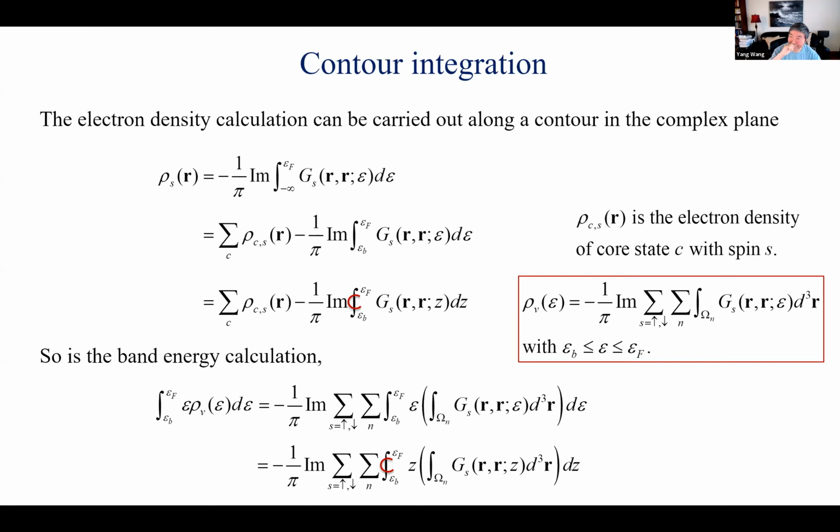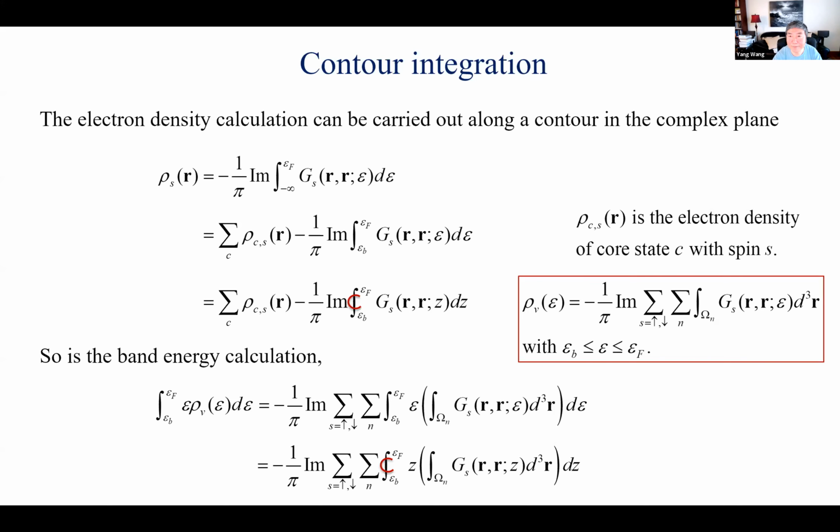We calculate things in the complex energy plane. First, we calculate the electron density by doing integration in the complex energy plane, and for the band energy, we also do that in the complex energy plane. Essentially, we calculate the Green function in the complex energy plane. That helps us calculate both the electron density and the band energies. That's how it's done in the KKR technique. I think that's all I want to say. That basically summarizes what we do in the KKR.